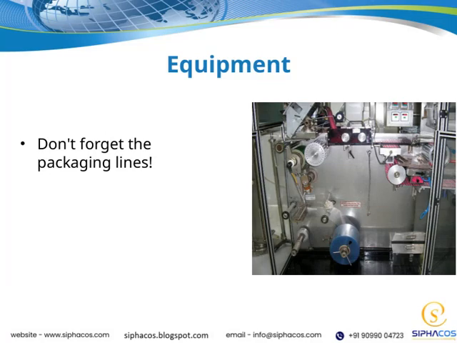Don't forget the packaging lines. These are a critical part of the entire process. Equipment for packaging might seem straightforward, but it's actually quite sophisticated. It ensures that products are properly sealed, labeled, and prepared for distribution. When we talk about equipment, we're referring to machines that handle everything from filling and sealing to labeling and boxing. The key here is reliability and efficiency. These machines need to run smoothly to keep the production line moving seamlessly.